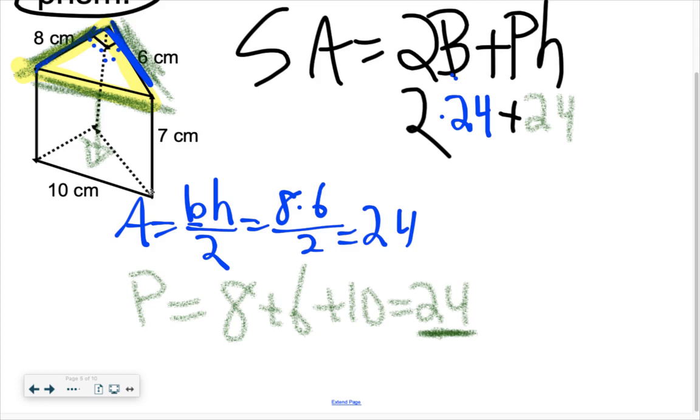From there then, what's the height? The height life hack is, what's the other number we haven't used? 7. By definition, what is the height of the prism? What is the distance between the bases? What's the distance between the triangle on top and the triangle on bottom?